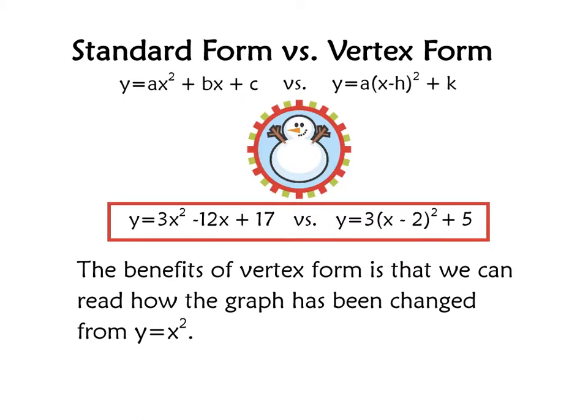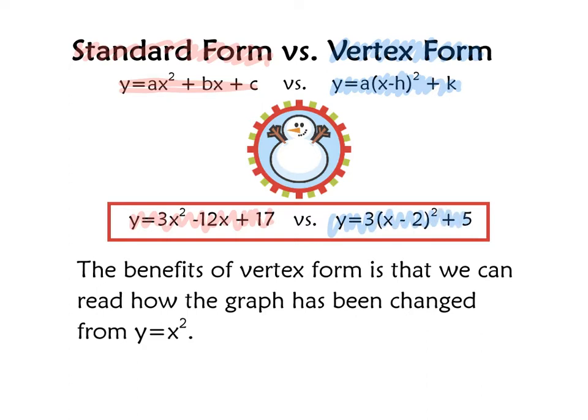So here's the difference between standard form and vertex form. You can see that they're just written a little differently. So this is standard form, and it's written as y equals ax squared plus bx plus c. And then vertex form, which we've been using a lot, is y equals a, then your parentheses x minus h squared plus k. Down below are again two examples just filled in. And this is the same parabola, just written in two different forms.